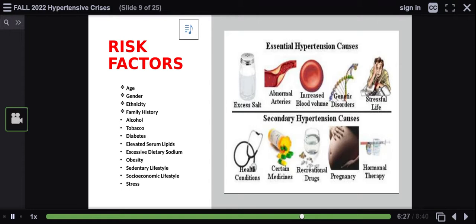Obesity. Again, having excess weight can cause blood pressure to increase since there is more blood flowing through the blood vessels and arteries. You can expect more pressure inside. What else? Sedentary lifestyle.